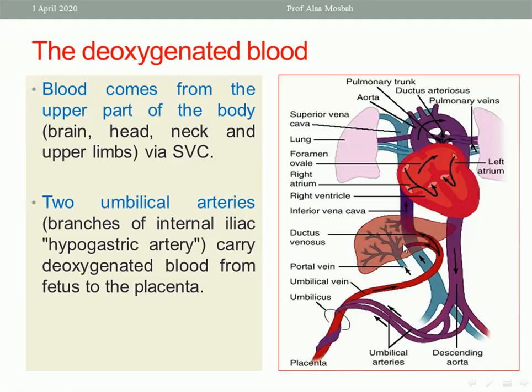What about the deoxygenated blood? To summarize, blood comes from the upper part of the body, brain, head, neck, and the upper limbs by the superior vena cava. Two umbilical arteries, this one and this one, branches of the internal iliac artery, carry the deoxygenated blood from the fetus to the placenta. Yes.